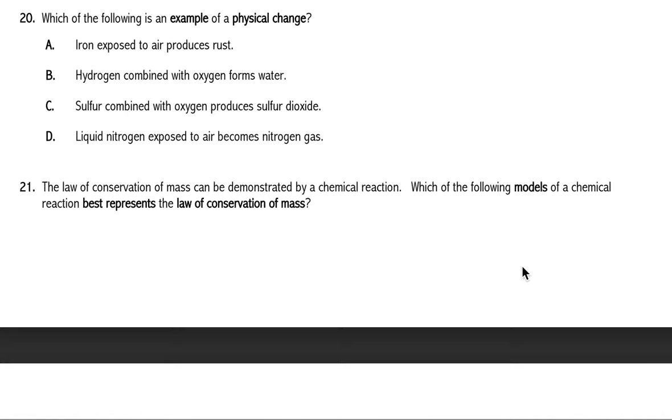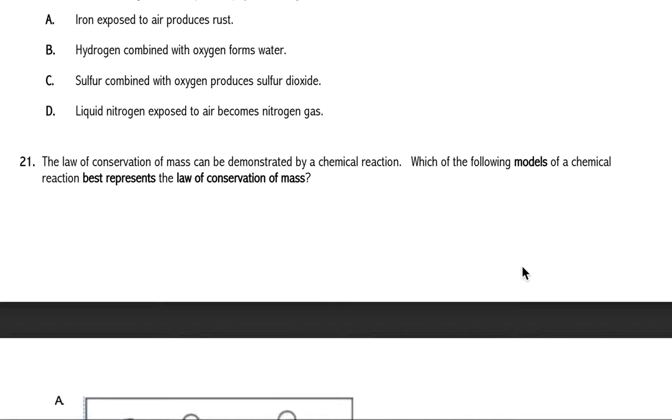Question 20. Which of the following is an example of a physical change? A, iron exposed to air produces rust. B, hydrogen combined with oxygen forms water. C, sulfur combined with oxygen produces sulfur dioxide. D, liquid nitrogen exposed to air becomes nitrogen gas.